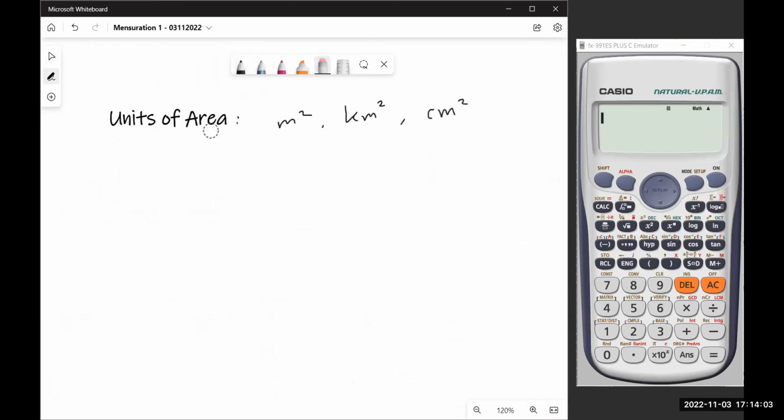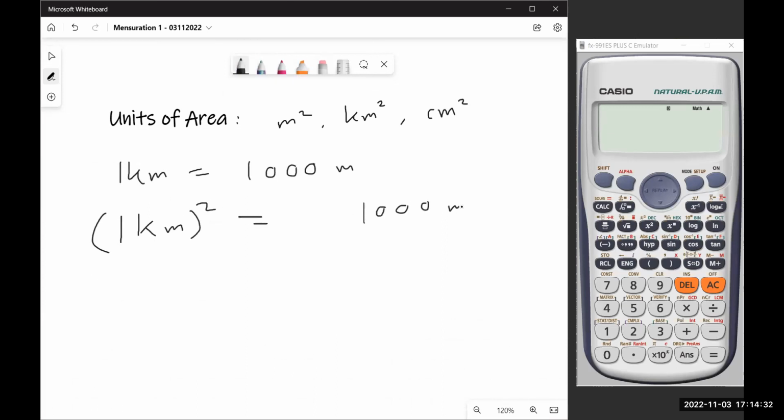Now we need to realize a few things. I'll give the rules for you here. First, how many meters is 1 km? Hurry up, Rania. 1,000 meters. Okay. If I square both sides, what am I doing? I am squaring both sides. Okay. What is 1 square? Let's look at the calculator. What is 1 square? Tell me the answer. 1.